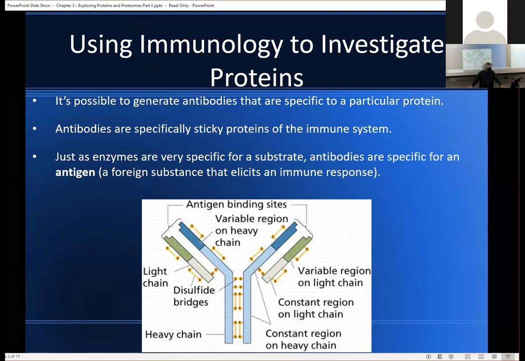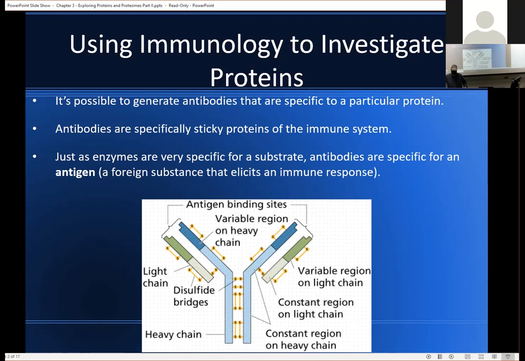So this is something you guys might be a little more familiar with since we're in the middle of a pandemic. Is everybody familiar with exactly what antibodies are? Okay, we'll talk about it a little bit. So antibodies are specifically sticky proteins of the immune system. So what do I mean by specifically sticky? Specifically sticky is they stick to some things, but not others. And the things that they're specifically sticky for when they're generated by our immune system are what are called antigens.